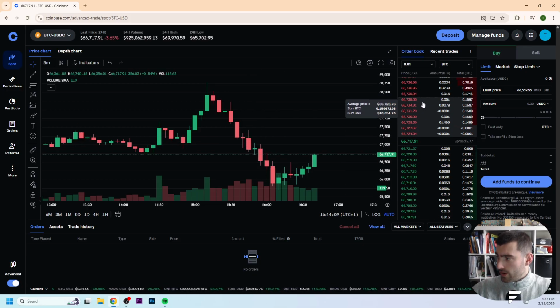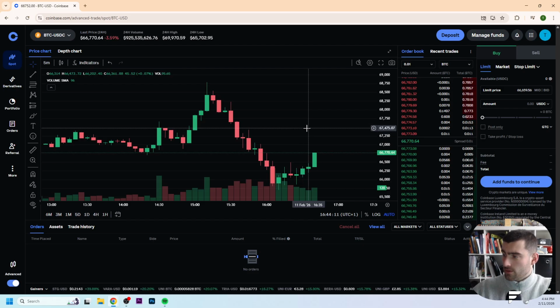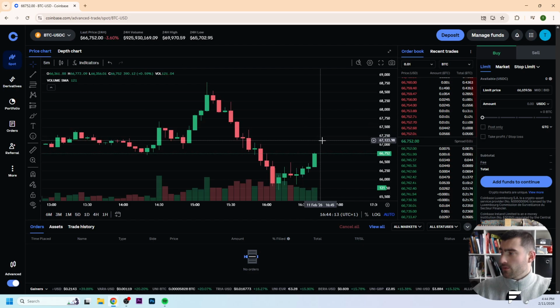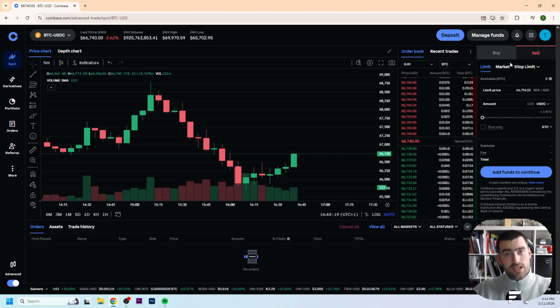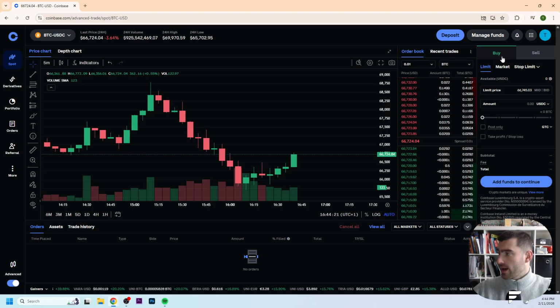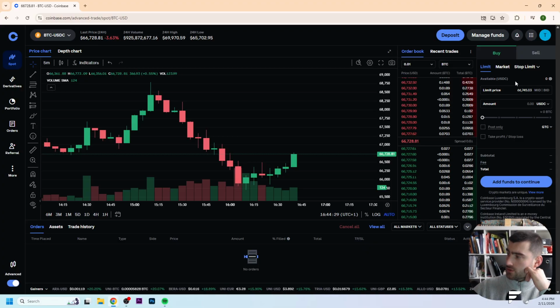Here's the order book, where you can see exactly what people are buying or selling. If you want to buy something, it's quite simple: we click here on buy if we want to buy, and on sell if we want to sell. Then you have three order types you can create: a limit order, market order, and stop limit. Let's say we want to do a normal order.